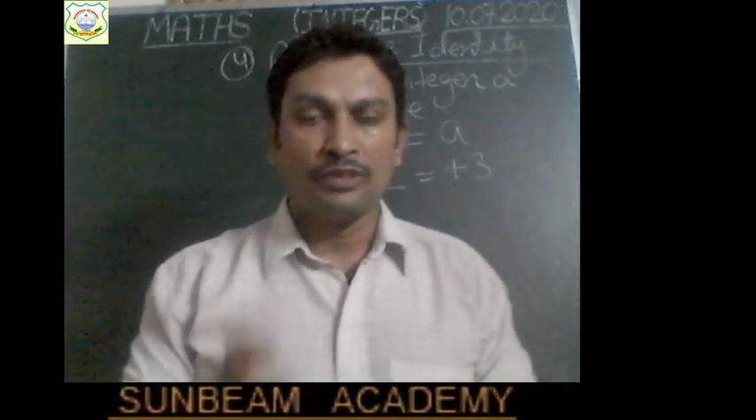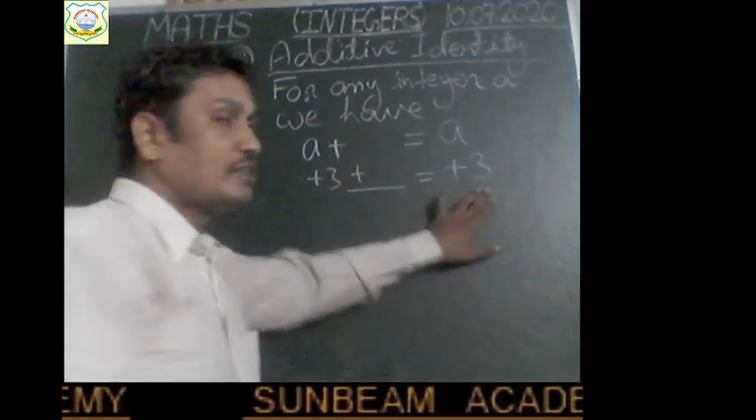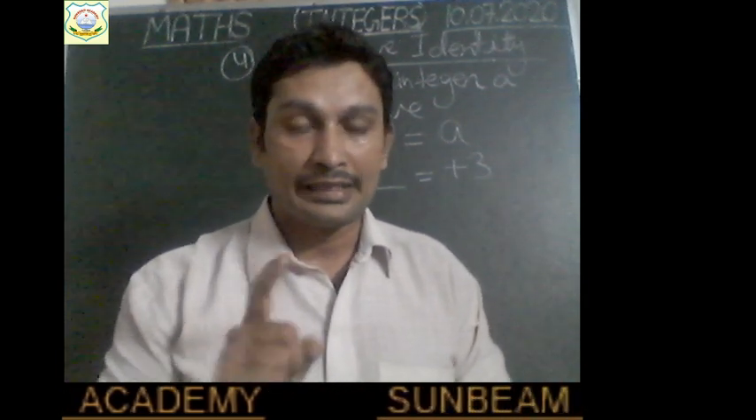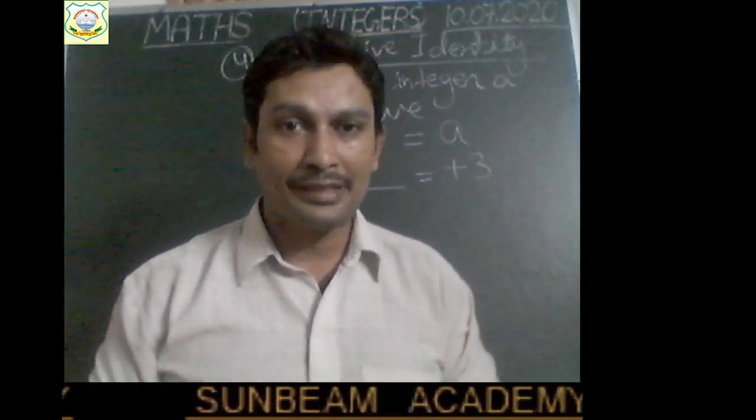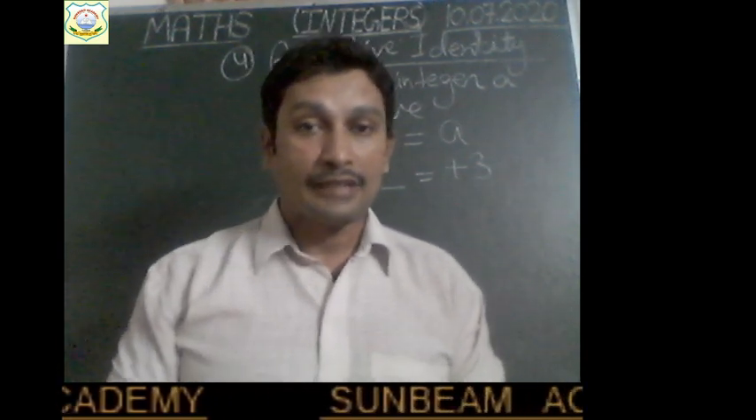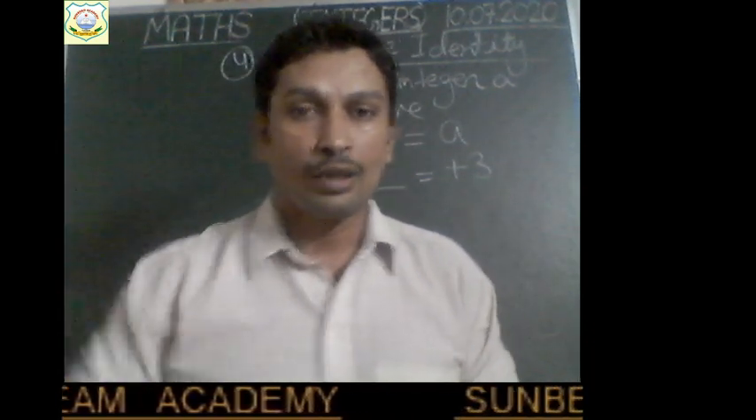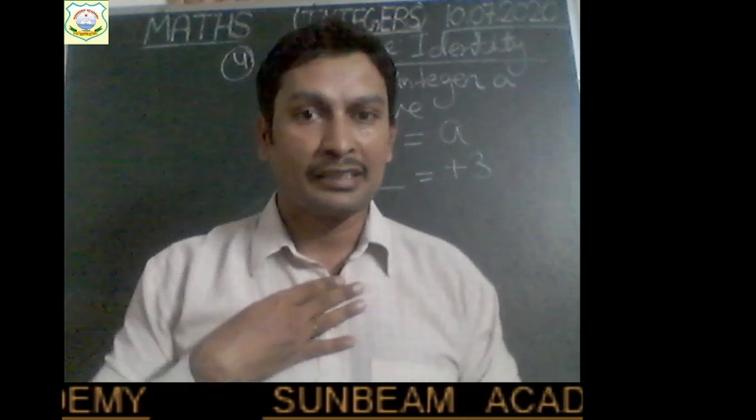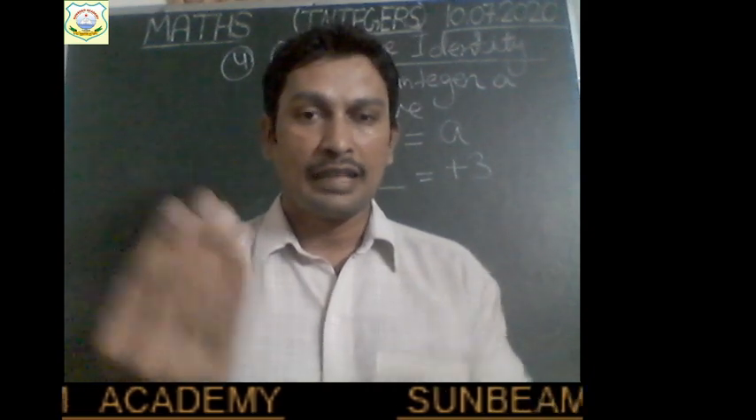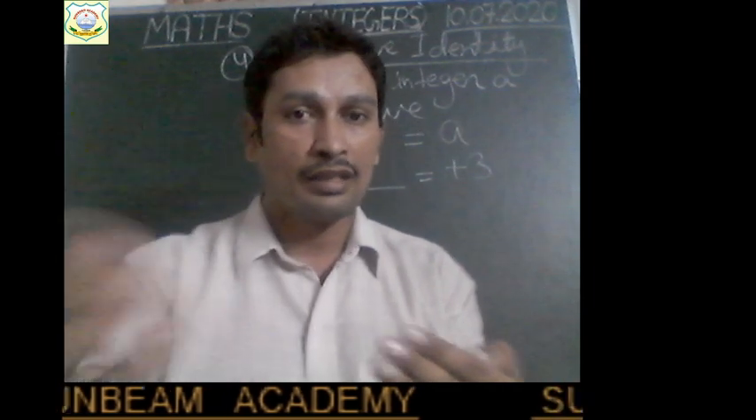So children, can you tell which number should be added to plus 3 so that the result is plus 3 only? There is no change. Yes, it is 0, children. Am I right? The integer is 0. When we add 0 to any integer, there is no change in the value of the integer. The same integer is reflected on the other side. So I am an integer, and when I am added with 0, I am standing before a mirror. Then my identity, my image, will be reflected on the other side.